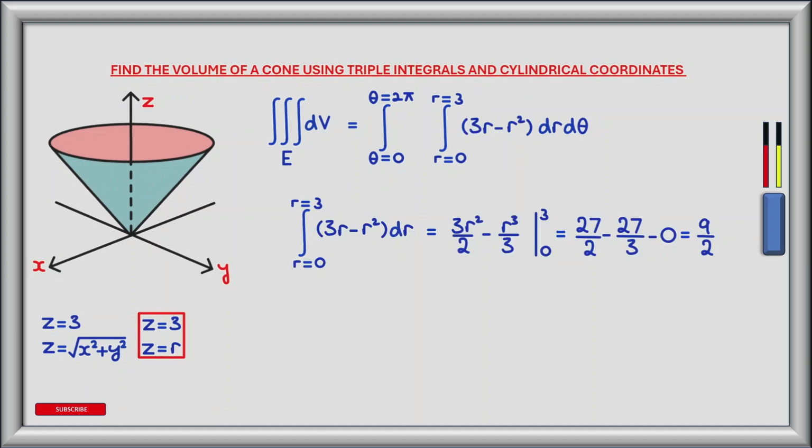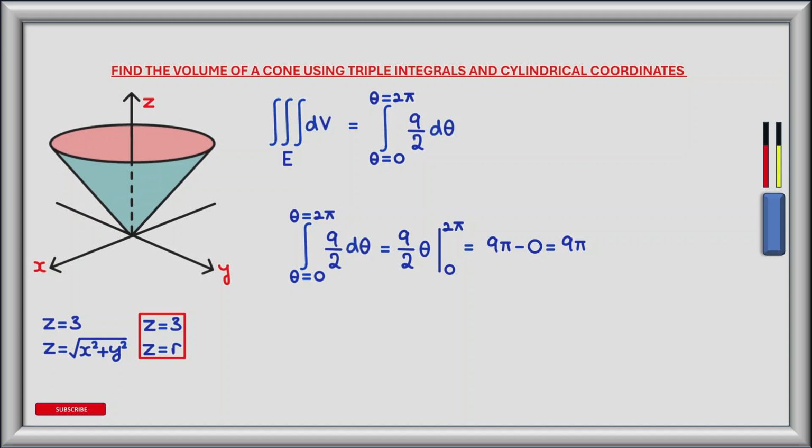Next, let's evaluate the middle integral, where we're integrating from r equals 0 to r equals 3, 3r minus r squared dr. And using the power rule to evaluate this, we get 3r squared divided by 2 minus r cubed divided by 3. And plugging in the limits of integration, we have 27 divided by 2 minus 27 divided by 3 minus 0. And this gives us 9 divided by 2.